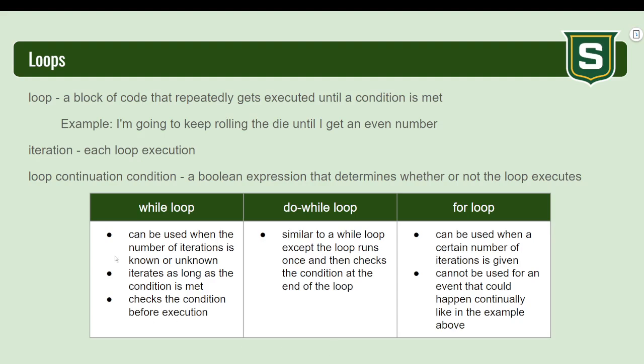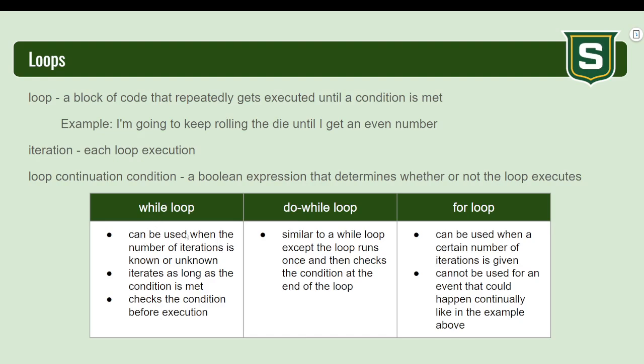Every time that loop runs, we call that an iteration. And the condition that lets us break out of the loop is called the loop continuation condition. There are really three big types of loops: a while loop, a do while loop, and a for loop. In this section, we're going to focus on the while and do while.